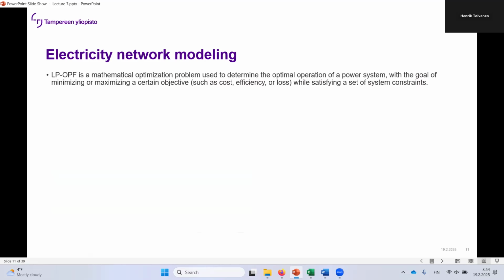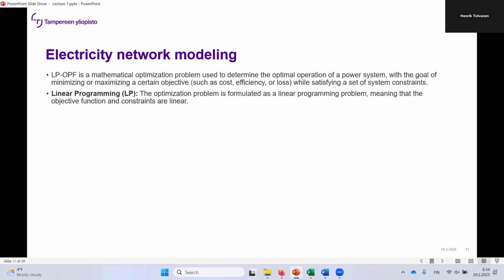So then about the optimization of that network, I have added this linear programming optimal power flow problem in here. So this kind of mathematical optimization is used to determine the optimal operation of a power system, with the goal of minimizing or maximizing a certain objective, such as the cost, efficiency, or loss.